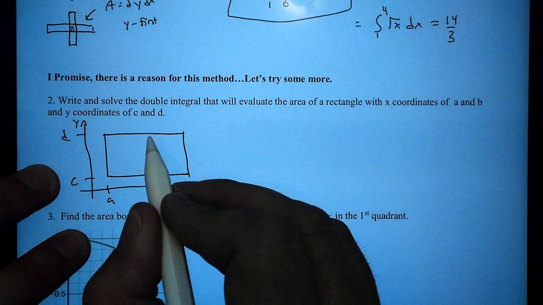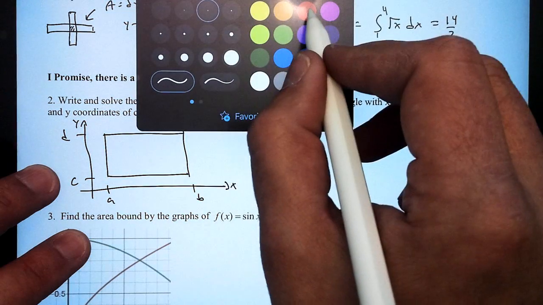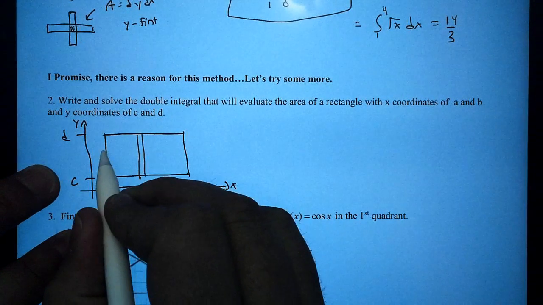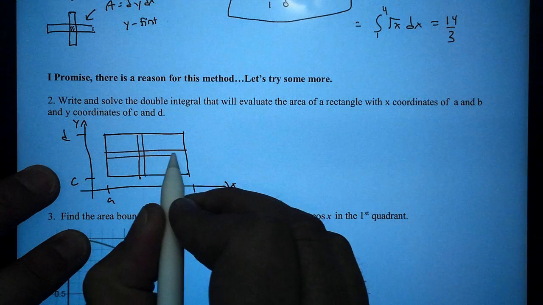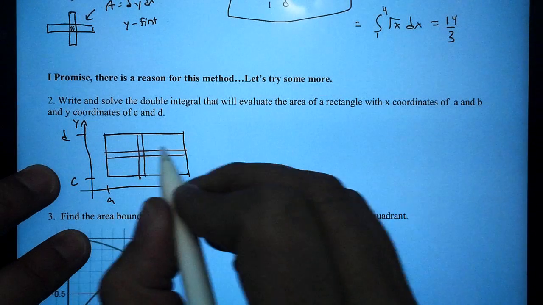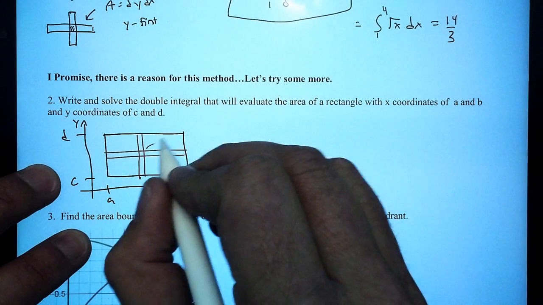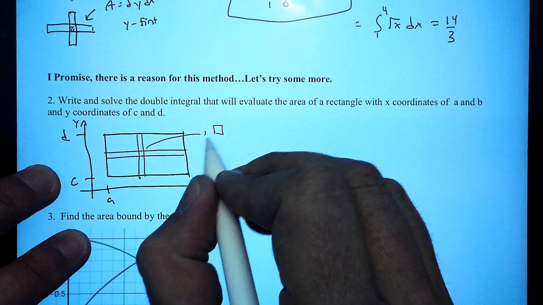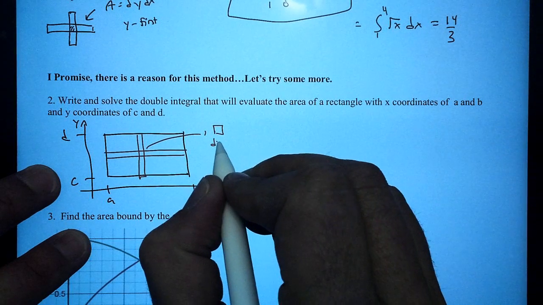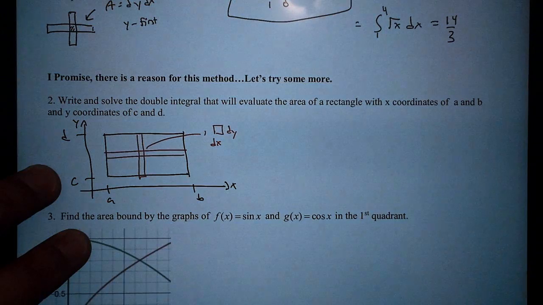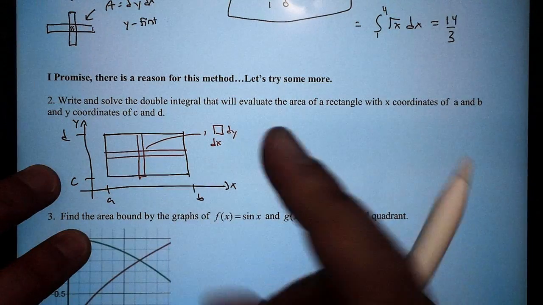If I draw my horizontal rectangle and my vertical rectangle, I'll use red. If I draw my vertical rectangle and my horizontal rectangles right here, oh look, it's like the Swiss national flag. If we look at this tiny little rectangle right here, remember, this is going to be dx thick, dy wide. So now, you have a choice.